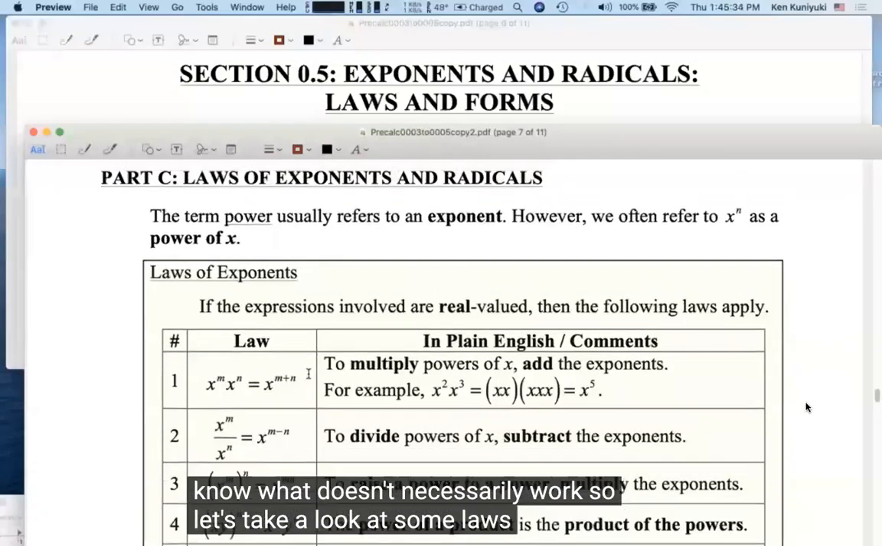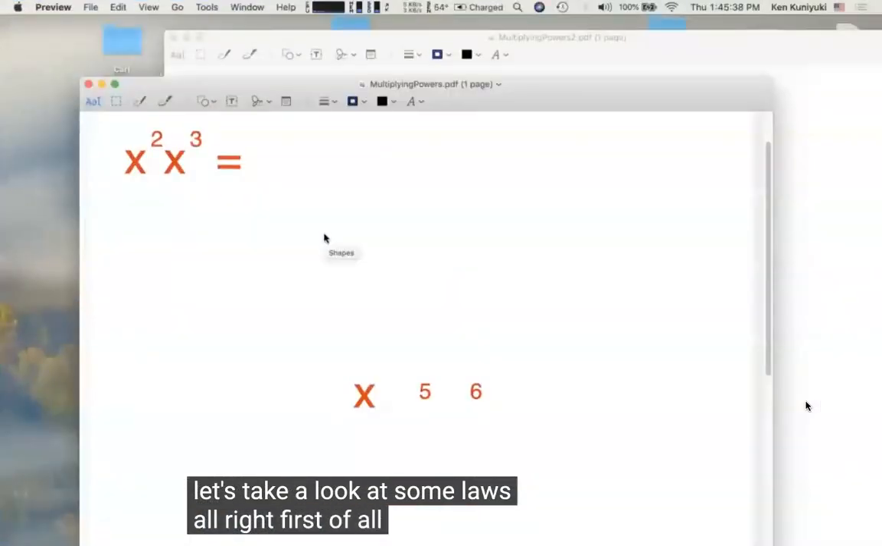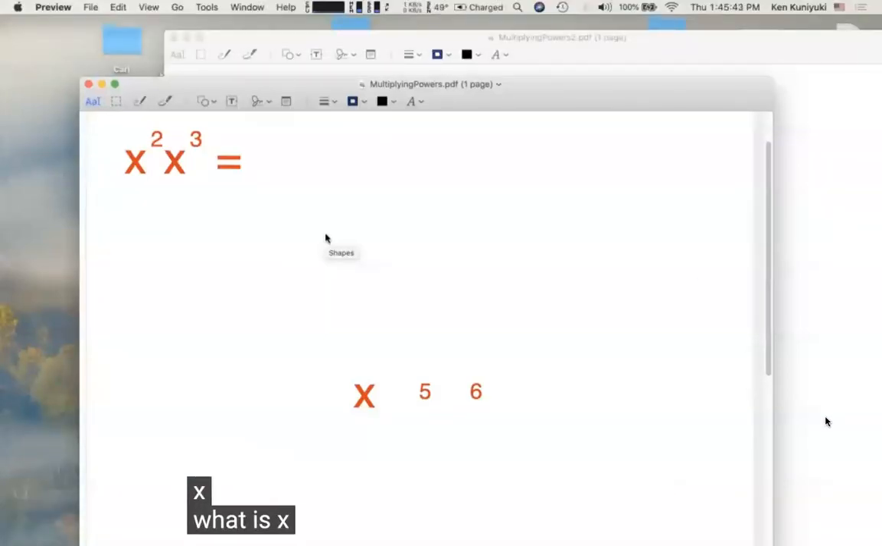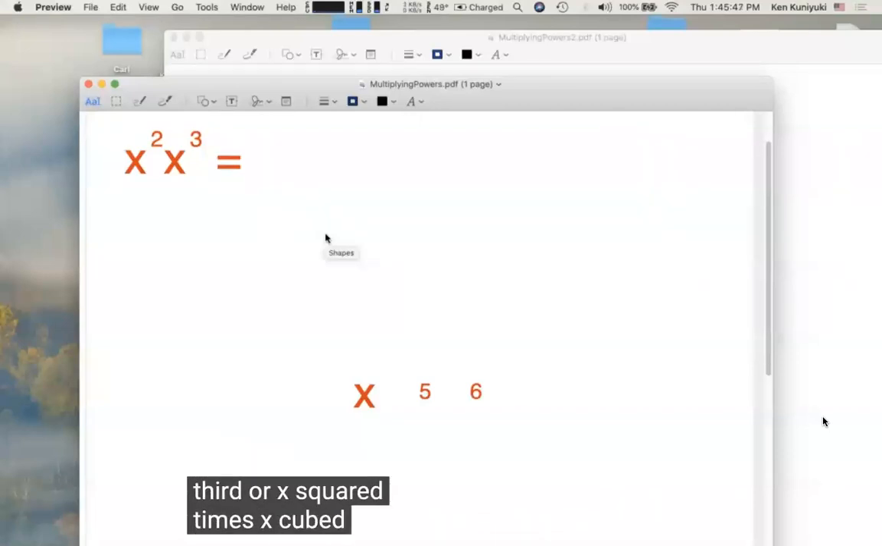So let's take a look at some laws. First of all, what happens when you multiply powers of x? What is x to the second times x to the third? Or x squared times x cubed?